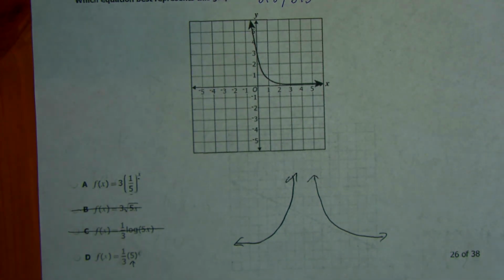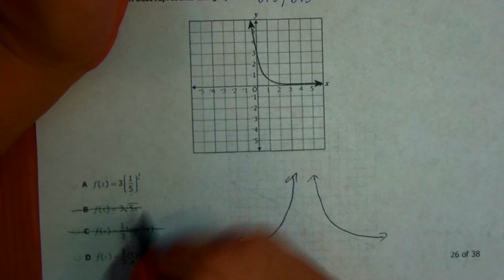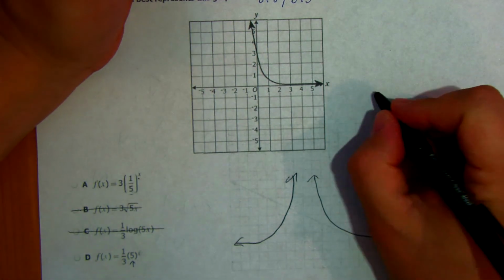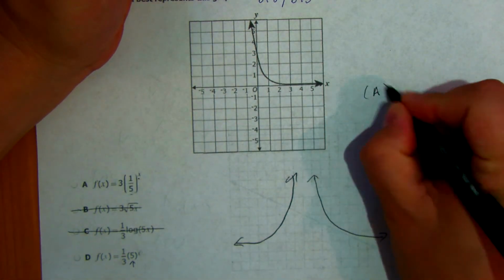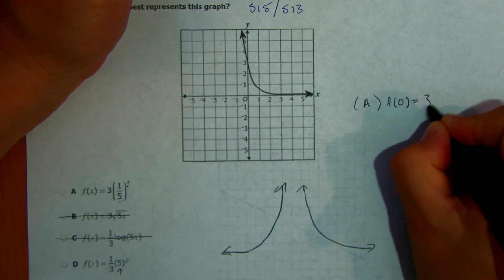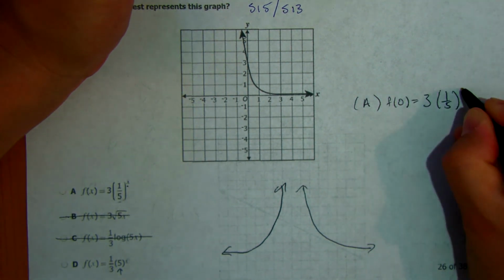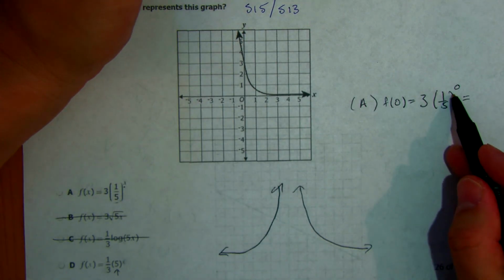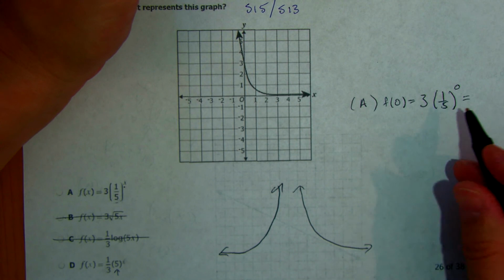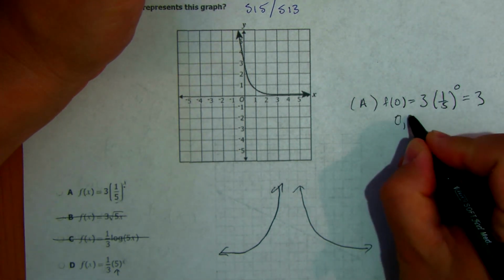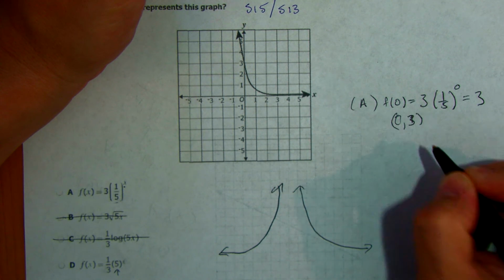But if you've forgotten that, and I wouldn't be surprised if you did, one thing to look at is just plug in a number. And the easiest number in general to plug in is going to be 0. Well, if we had A, f of 0 would be 3 times 1/5 to the 0 power. Well, 1/5 to the 0 is just 1. Anything to the 0 power is 1. 3 times 1 is 3. So we would get a point on A, 0, 3.